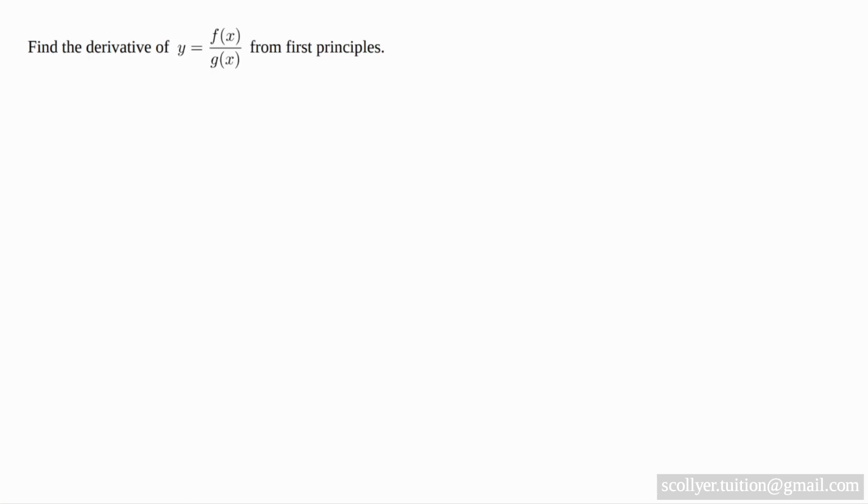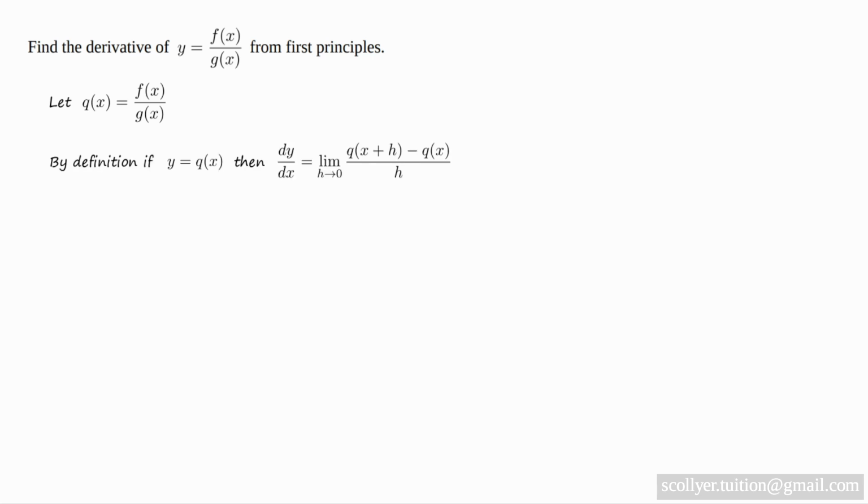Find the derivative of y equals f of x over g of x from first principles. We let q of x equal f of x over g of x, and so we have that if y equals q of x, then dy by dx equals the limit as h tends to 0 of q of x plus h minus q of x over h.